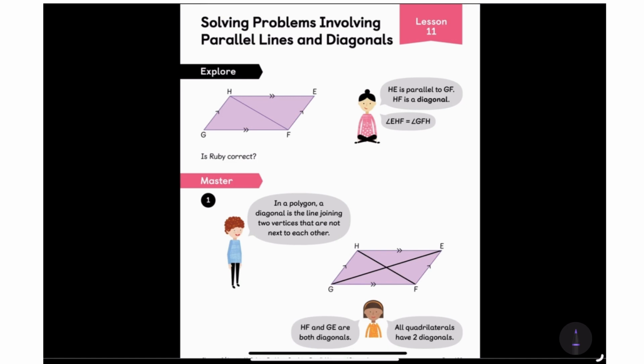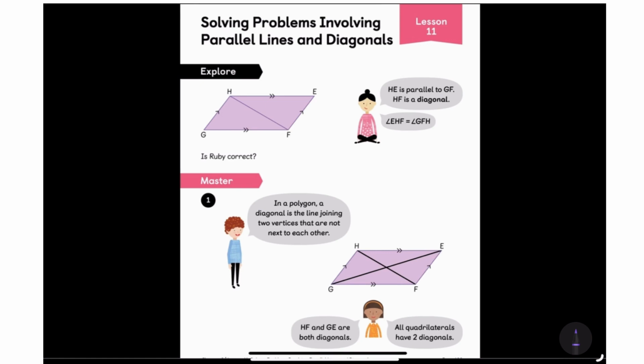Let's begin with today's lesson. We are going to do solving problems involving parallel lines and diagonals. Again, we are still on chapter geometry. So let's learn how we can go about. Here the question is saying, is Ruby correct? Okay, the very first thing is, is Ruby correct here?